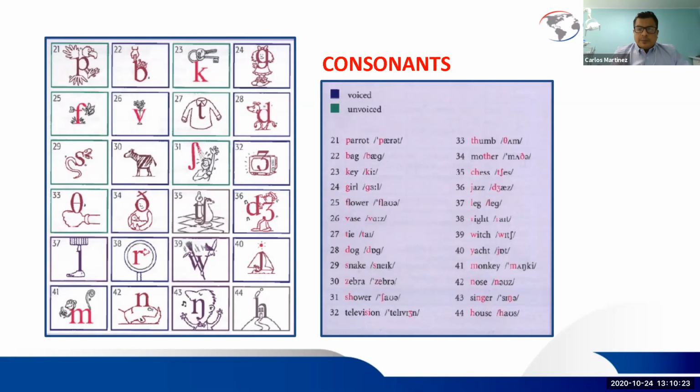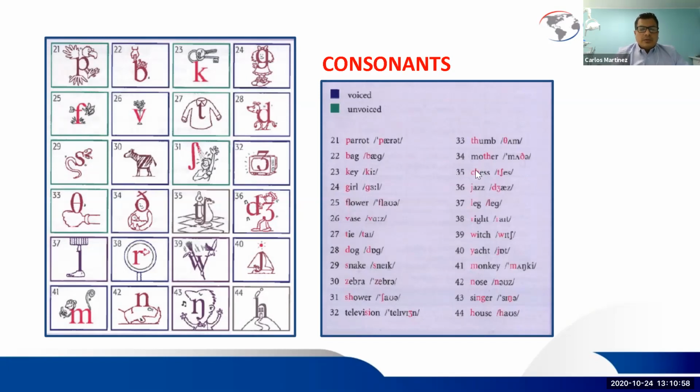Thumb. Whereas the th in this word is a different symbol. Notice this symbol is like a 6 that is inverted. Here we have vibration. Mother. Notice the difference between number 33, thumb, and number 34, mother. This th is voiced because there's vibration, and this th is unvoiced because there is no vibration.